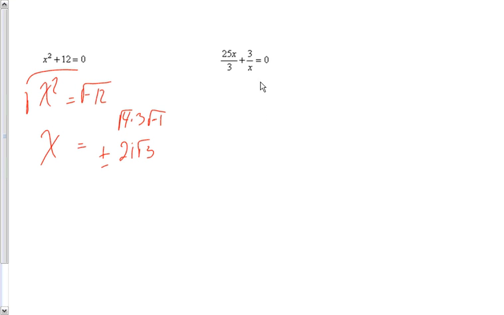So the last thing we have is a wonderful little piece where we have fractions. Remember, how do we do fractional equations? Clear the denominator. What's the LCD? 3x. So multiply everything by 3x. And then you'll notice the 3's go away, and then the x's go away. We have 25x squared plus 9 equals 0. Oh, look at that. No b term. I was nice to these.